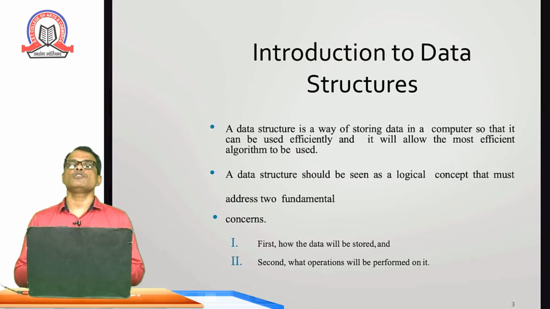So in short, a data structure is about storing data in a computer. If you are storing the data, then there must be some purpose. The purpose of storing data in a data structure is that the most efficient algorithm can use that data, or we can say that operations will be performed on that data. So the two main fundamental concerns are storing the data so that we can perform some operation on that data.